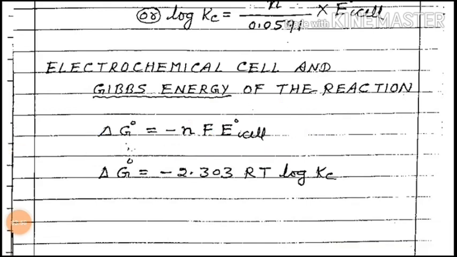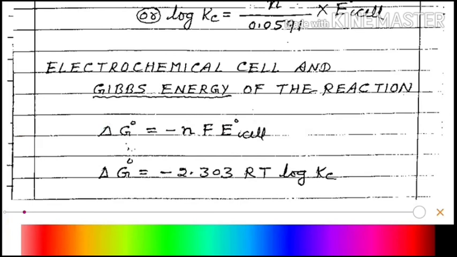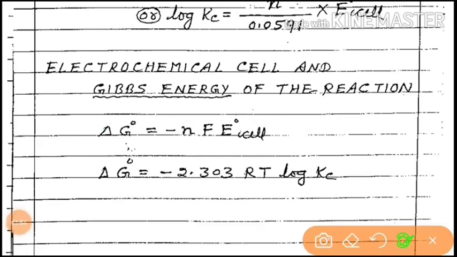And if Kc is given, then we calculate delta G by using this formula: delta G is equal to minus 2.303 RT log Kc. So these are the two expressions by which we calculate delta G. This is called the standard Gibbs energy change.